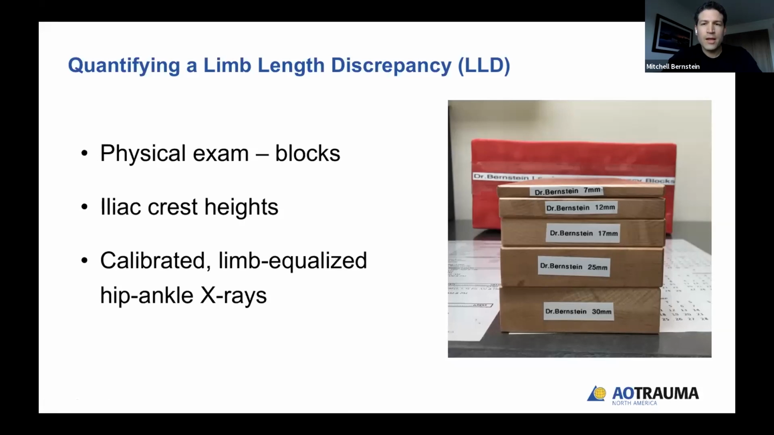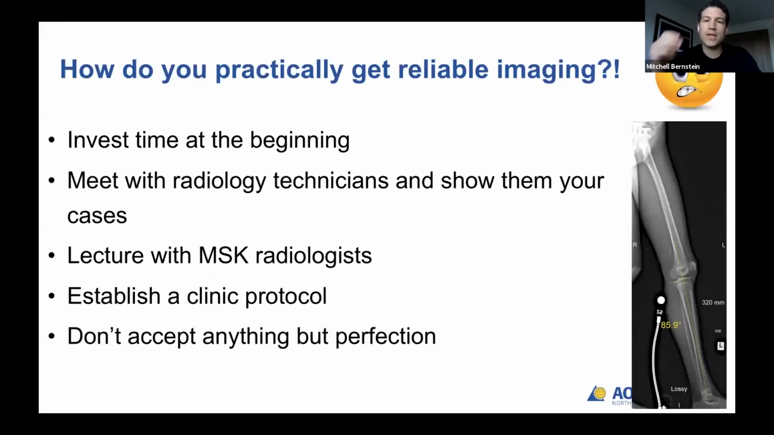So for quantifying limb length discrepancies as a component of deformity, I use physical exam blocks that are calibrated and marked, and I ask the patient what they feel most comfortable with under their foot. That is, for me, one of the most reliable, in conjunction with the x-ray, very reliable assessment. I stopped palpating the iliac crest. I don't measure from the ASIS to the medial malleolus. I find it very inaccurate. And then, of course, the hip to ankle x-rays.